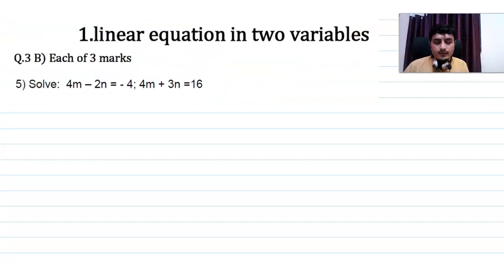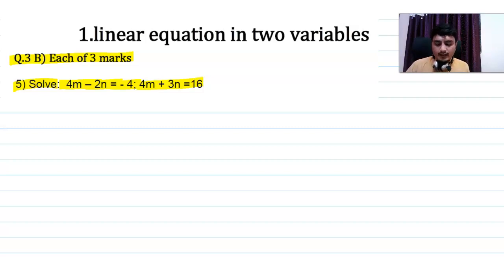Look at sub question 5 from question 3b. It is of the form: solve 4m minus 2n equals minus 4, 4m plus 3n is equal to 16. Now solve means ultimately we have to evaluate the value of variables m and n, so we can use any one method among the elimination method, the substitution method, Cramer's rule, or the graphical method.